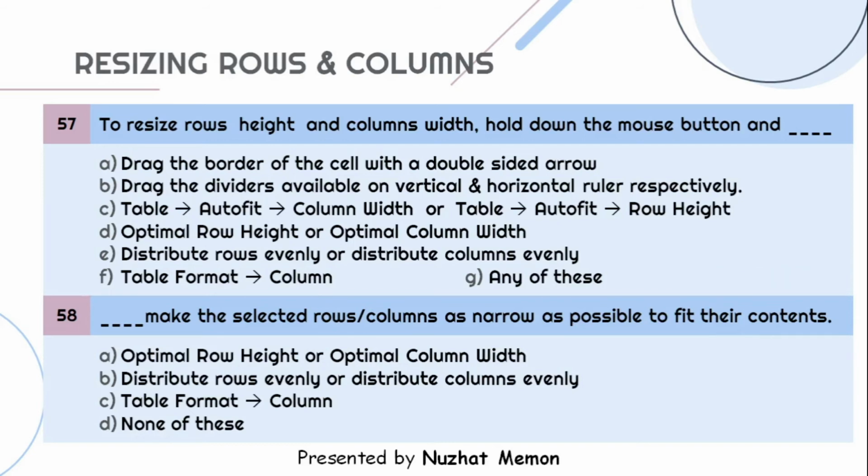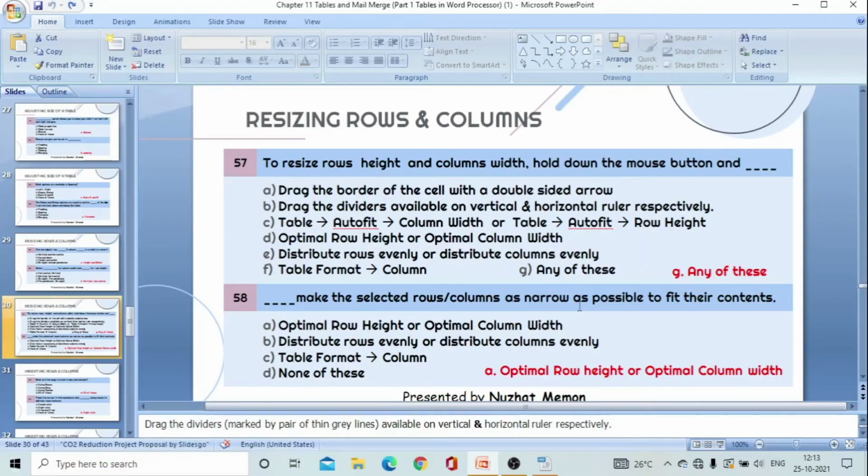The first method is to drag the border of the cell with a double-sided arrow, which we have done. Then drag the dividers available on the vertical and horizontal ruler respectively. Then in the table menu, autofit column width, or table autofit row height. Then there is optimal row height or optimal column width. Then distribute rows evenly or distribute columns evenly, and last is table format column. So we can go for this.